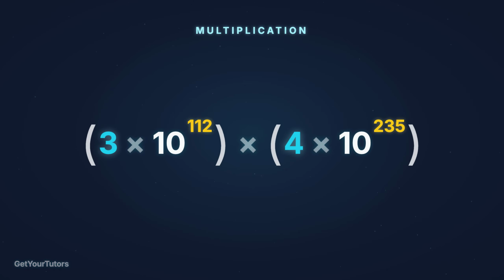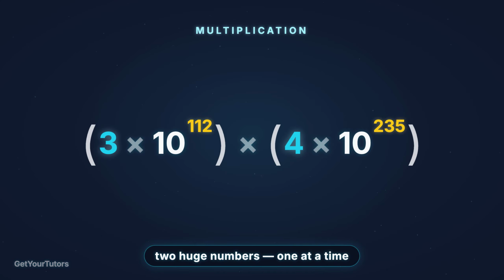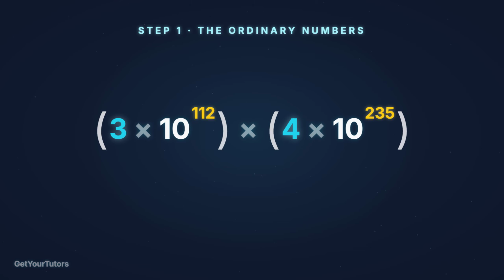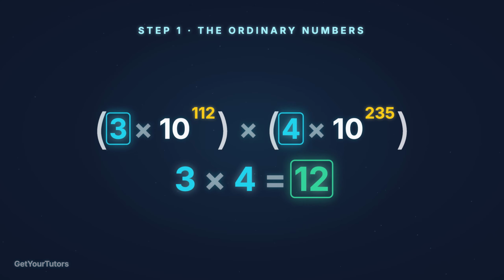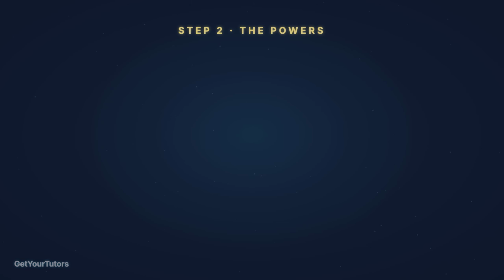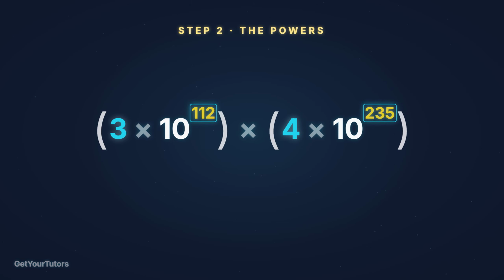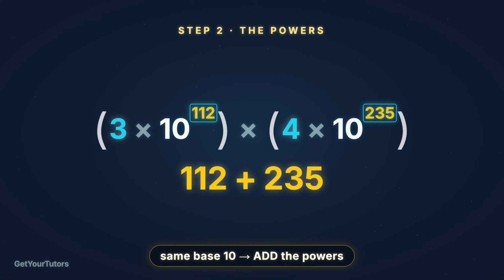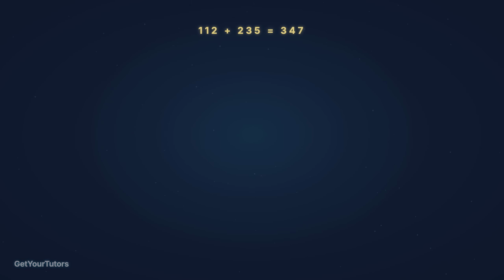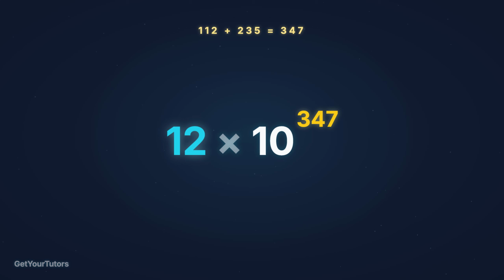Multiply 3 times 10 to the power of 112 by 4 times 10 to the 235. First, multiply the ordinary numbers together. 3 multiplied by 4 equals exactly 12. We write 12 down on the screen immediately. Next, use the laws of indices. Since the bases are exactly 10, we just add the powers. 112 plus 235 equals exactly 347. So we have 12 multiplied by 10 to the power of 347.